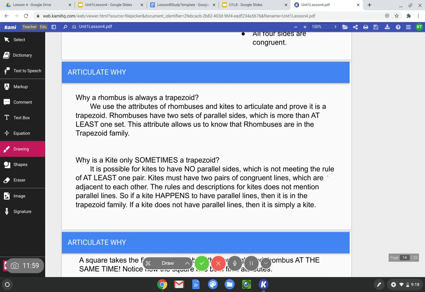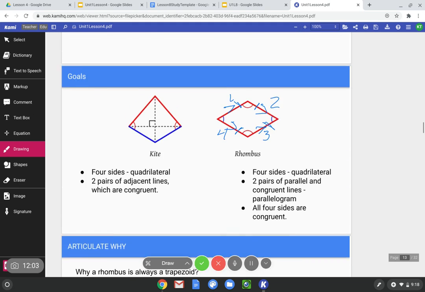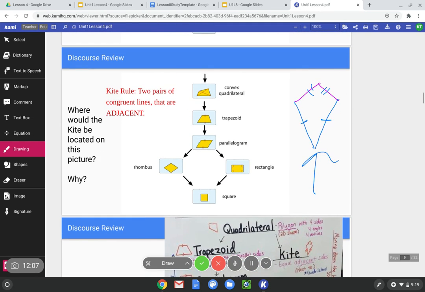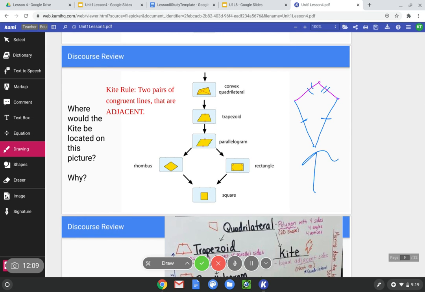So ask yourself, why is a rhombus always a trapezoid? Let's go back up to the quadrilateral hierarchy photo to see. So look, here's a rhombus. And we can see here that it's always going to be a parallelogram and it's always going to be a trapezoid and always be a quadrilateral. But why?